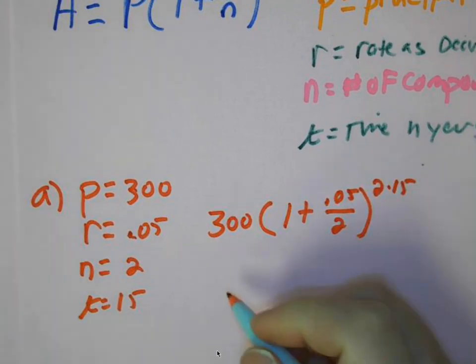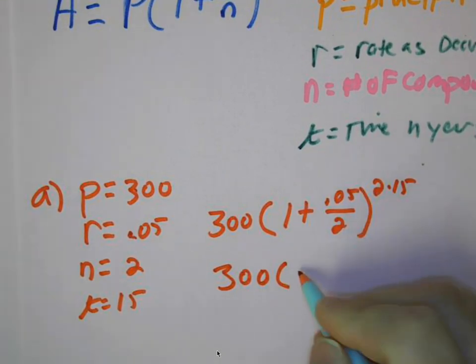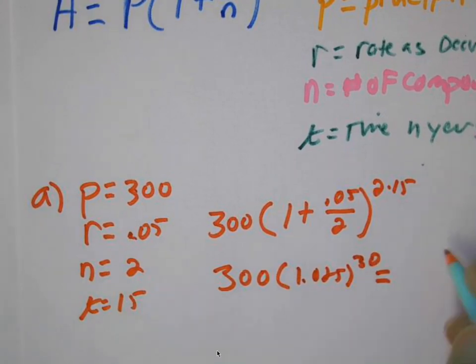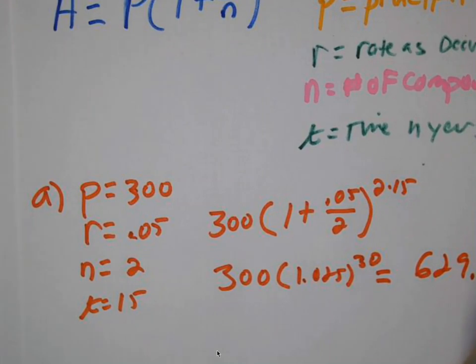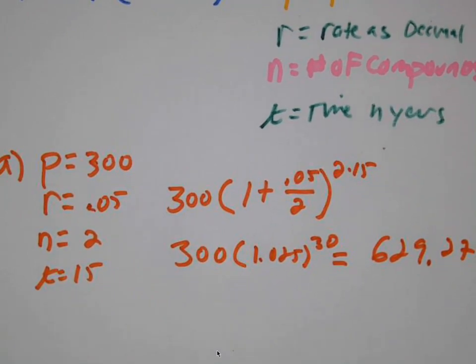You can polish this up and do it all in one clean swoop, but if you do the part in the parentheses first, you're going to get 1.025, and then that's to the 30. When you calculate it, you get $629.27. Now, what if I did it monthly?